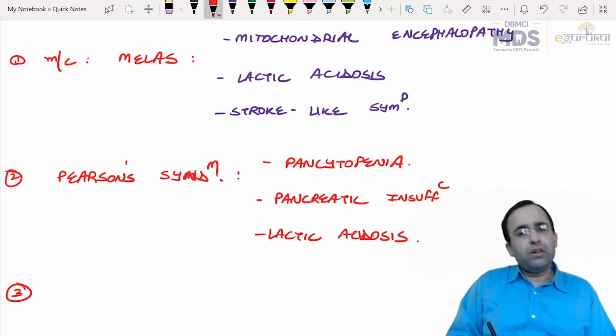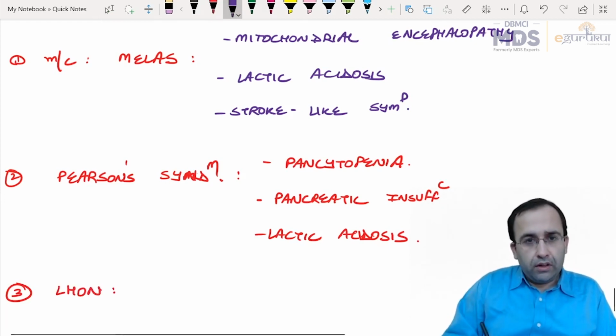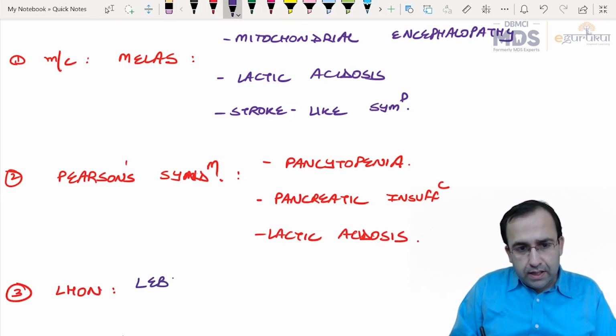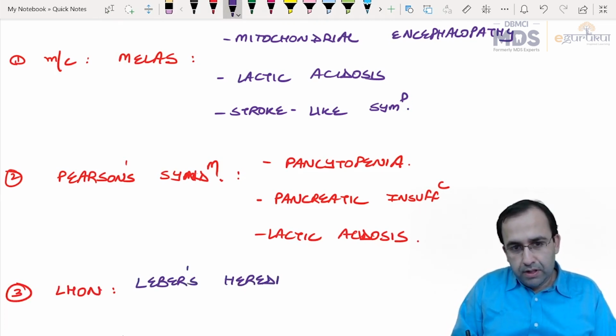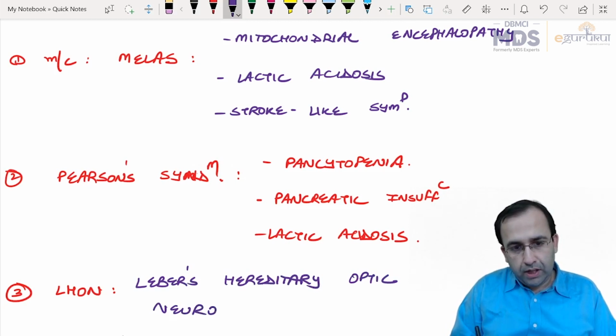Next disease with mitochondrial inheritance is LHON, that is Leber's hereditary optic neuropathy.